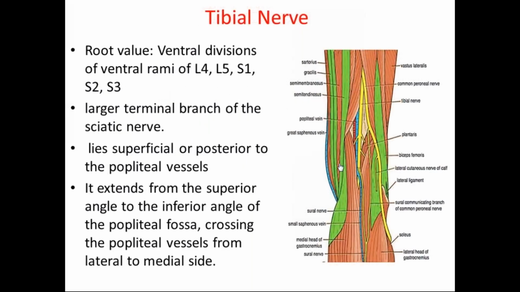Talking about tibial nerve, it has a root value of L4, L5, S1, S2 and S3. It is a larger terminal branch of sciatic nerve. It lies superficial or posterior to the popliteal vessels, extending from the superior angle to the inferior angle of the popliteal fossa, crossing the popliteal vessels from lateral to medial side.